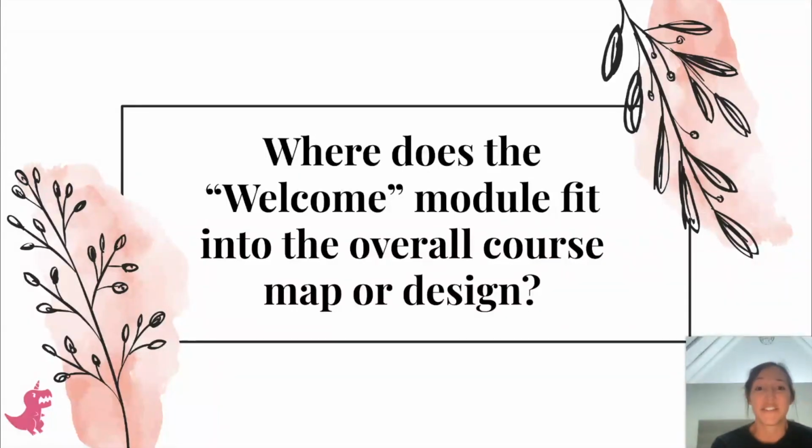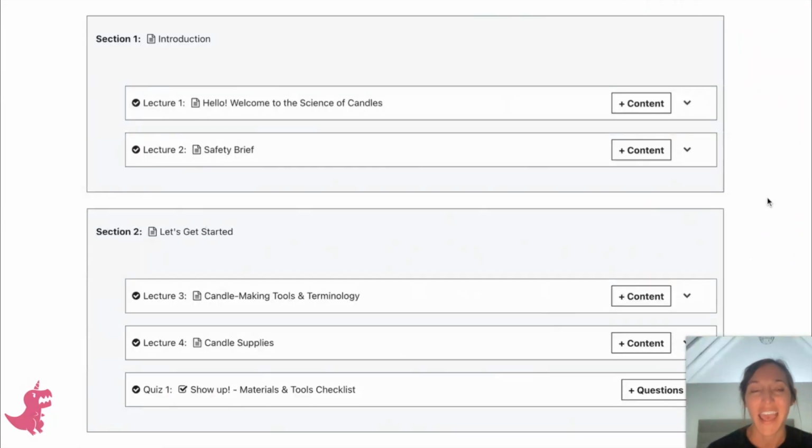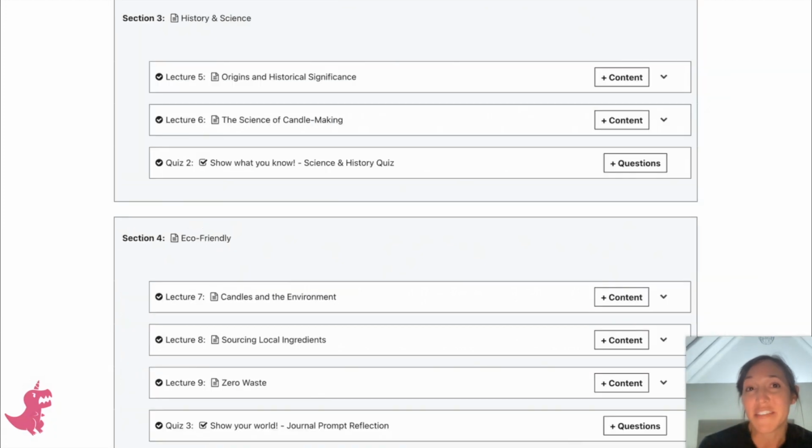So first of all, where does the welcome module fit into the overall course or map design? Well, that comes into play when we think about the overall structure of my class, and that includes 6 different sections. In the first introduction, we have a welcome section as well as a safety brief, and then we move deeper into the realm of looking into candle making. We also look at the science and history as well as the environmental concerns and benefits of using soy over a different type of wax like beeswax or paraffin wax.